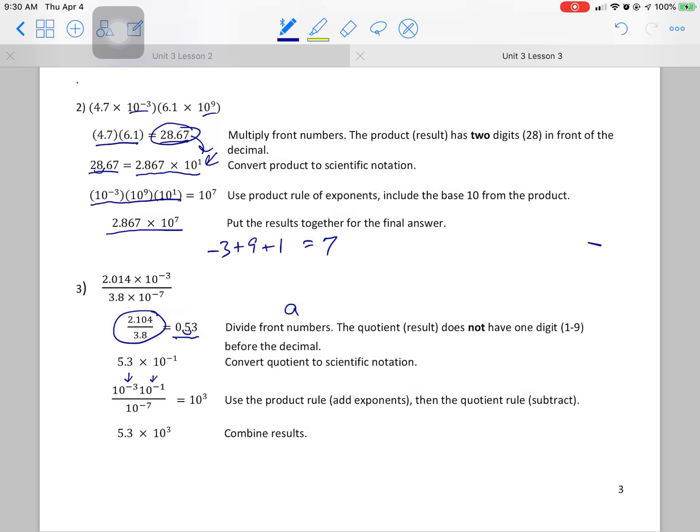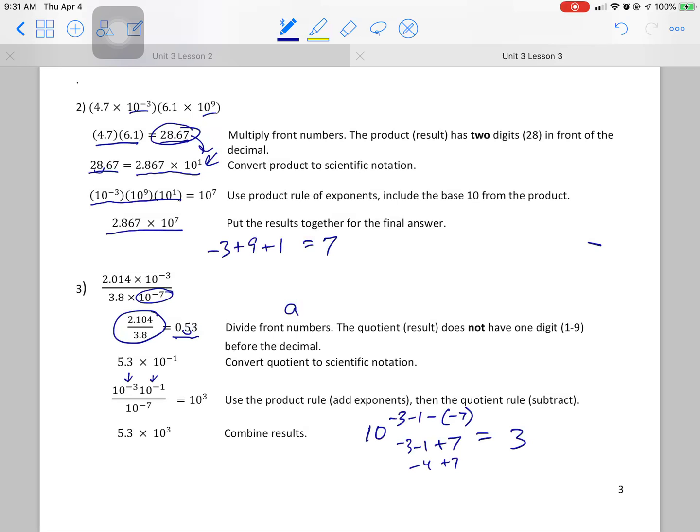plus our 10 to the negative 1 divided by 10 to the negative 7. So let's be careful with that. So this is 10 to the negative 3 minus 1 minus a minus 7. I know, that's a little crazy. 3 minus 1 plus 7. This is minus 4 plus 7. This is a positive 3. All that mess turns into positive.